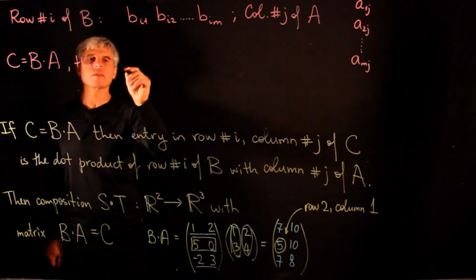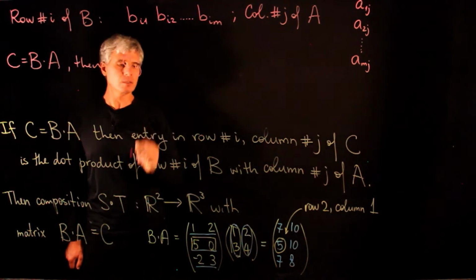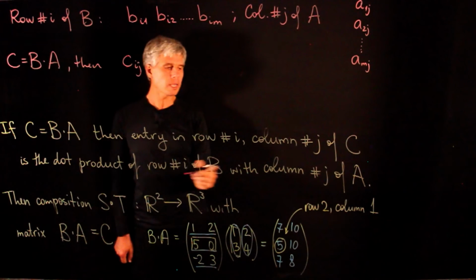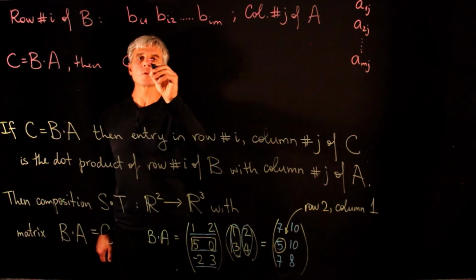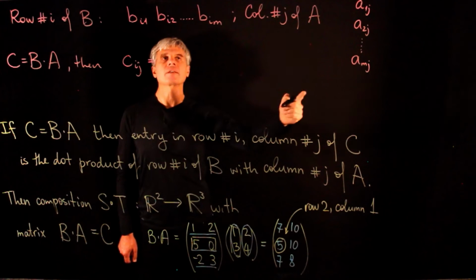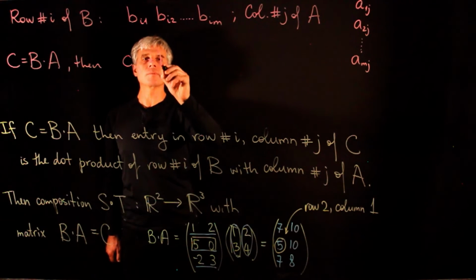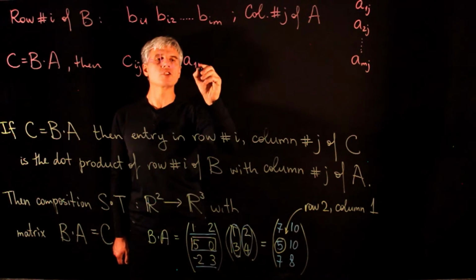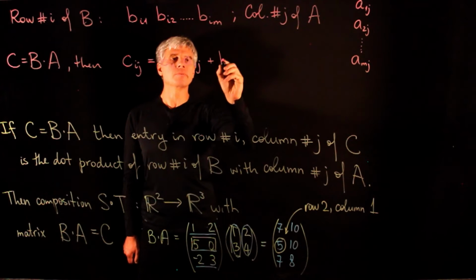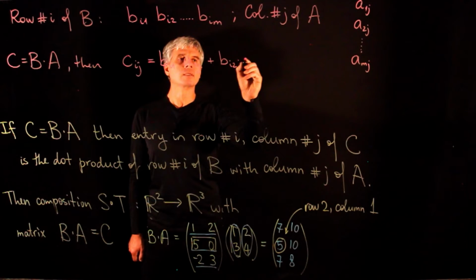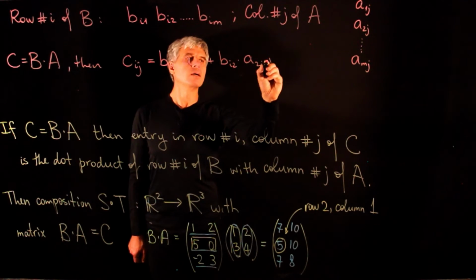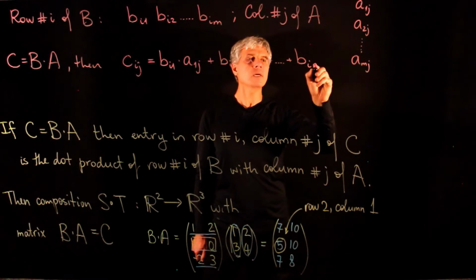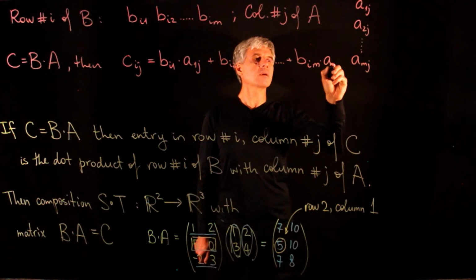Now, this tells us that if C is the product of B with A, then the entry CIJ, so this is the entry of matrix C in row I, column number J, is the dot product of these two vectors. So this is going to be BI1 times A1J plus BI2 times A2J plus BIM times AMJ.